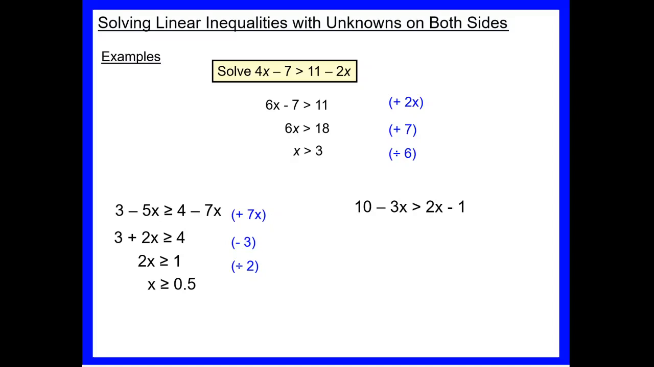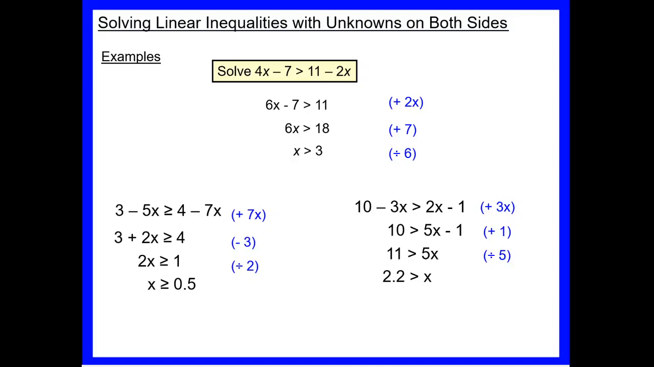Last example then. So 10 minus 3x is greater than 2x minus 1. So again, deal with the smallest amount of x's first. That's the minus 3x. So we're going to add 3x to both sides. So we end up with 10 is greater than 5x minus 1. Again, we want to separate the x's and the numbers. So to get rid of minus 1, we're going to add 1 to both sides. 11 is greater than 5x. And now to get x on its own, we need to divide both sides by 5. So 11 divided by 5 is 2.2 is greater than x.